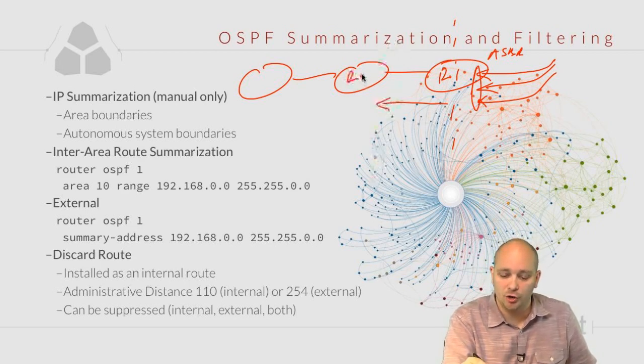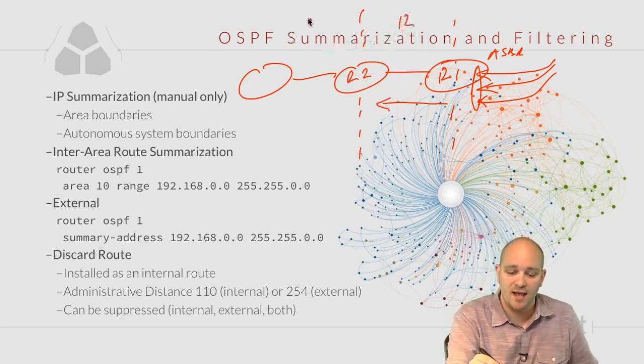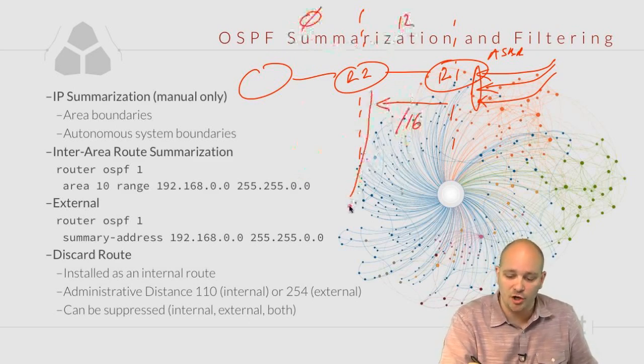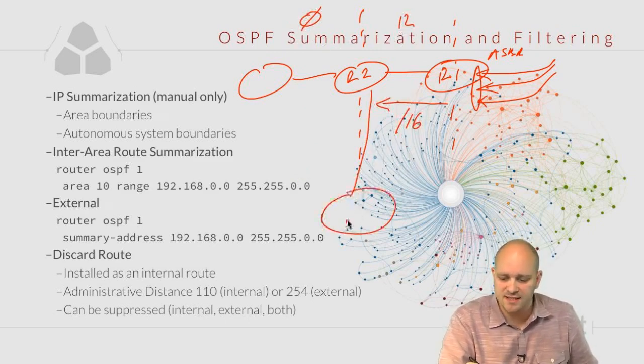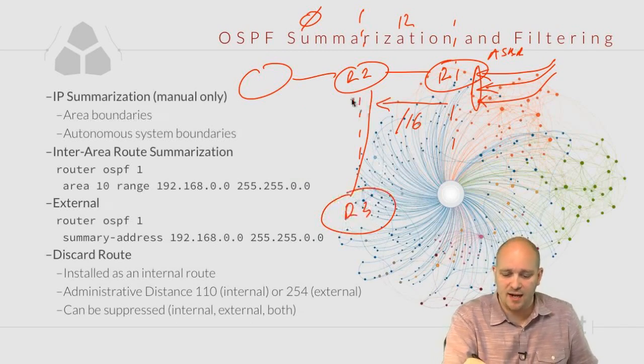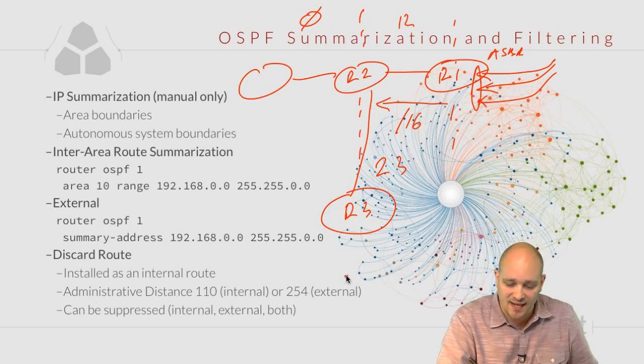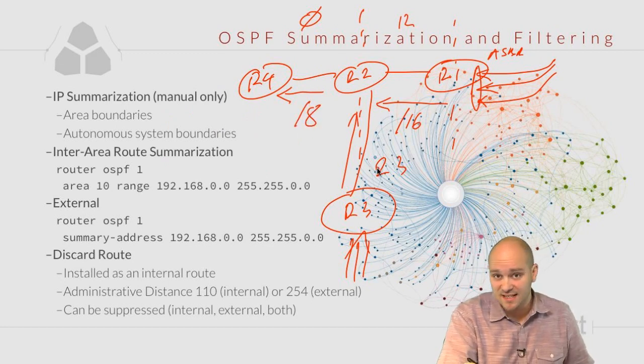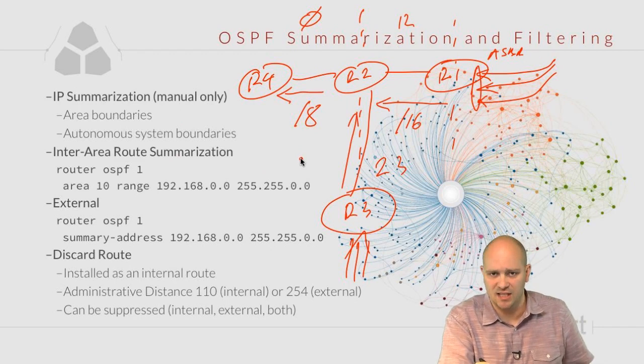Now let's say that our R2 here is actually an ABR between area, let's call it 12, and area 0 here. Let's say these prefixes were summarized as /16, and R2 has another area. Let's say this is router R3 in area 23, also NSSA, and router 3 is also advertising some routes. When we advertise from R2 to, for example, our R4, we may want to advertise these external prefixes as, let's say, /8.